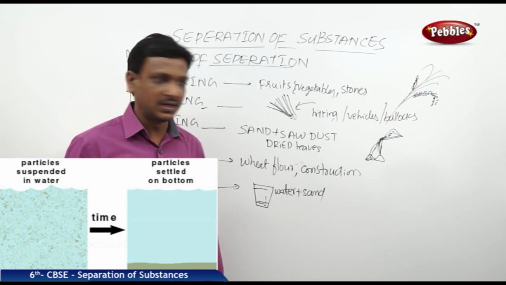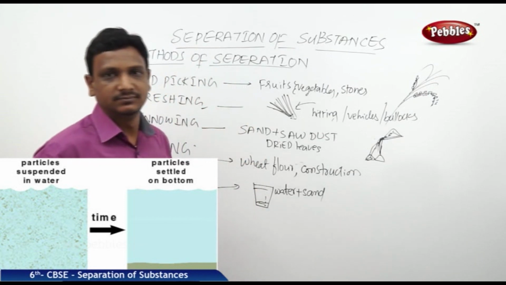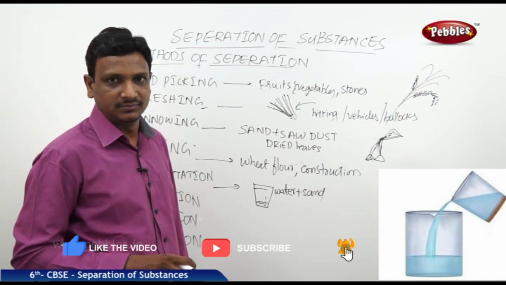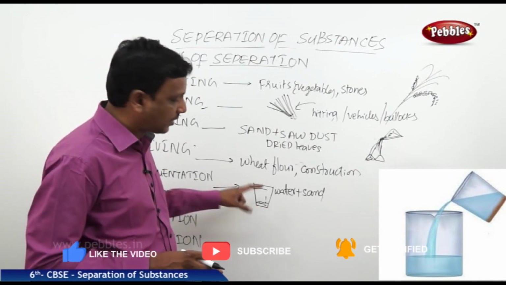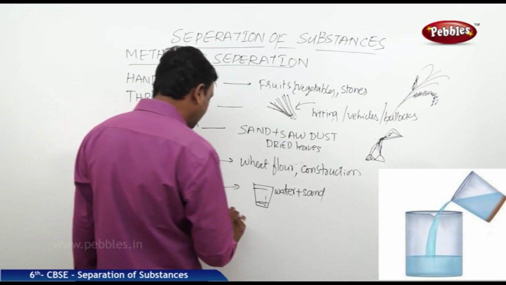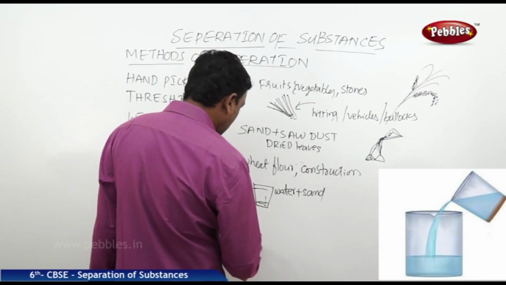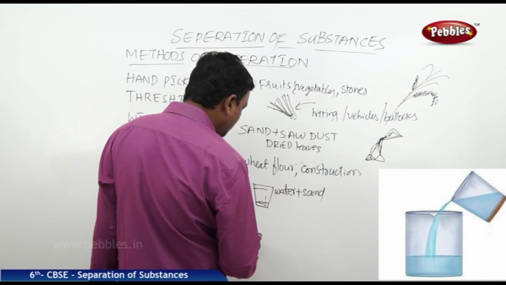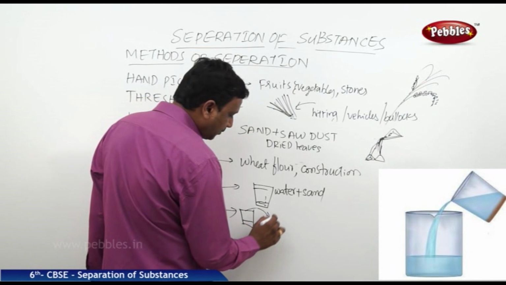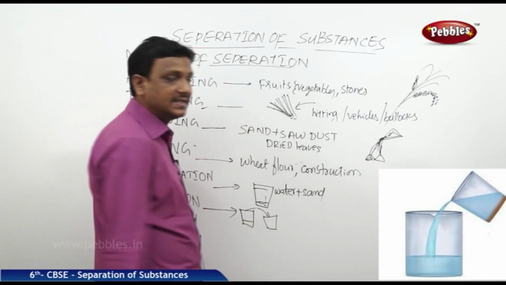Here we could separate, but how do we obtain this water? We observe that the sand is at the bottom and the water is at the top. How do you separate it? You can separate it by decantation. That means, without disturbing the bottom contents of the glass, slowly bending the glass and pouring the top water into another glass is called decantation.